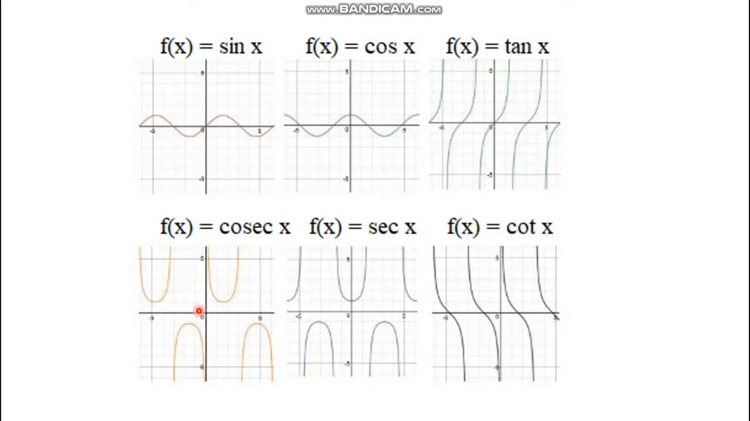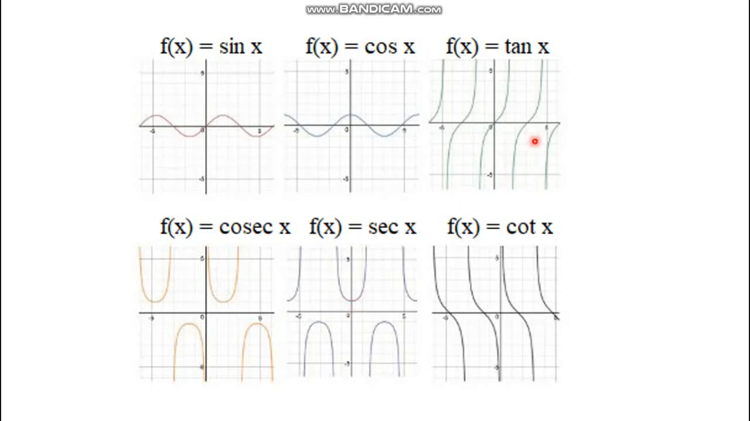Cosec x, the cosecant x curve, is actually a parabolic curve like this, but it is not crossing the y-axis, whereas if it crosses the y-axis, then it's a secant curve. So these two are very important, you have to identify them.